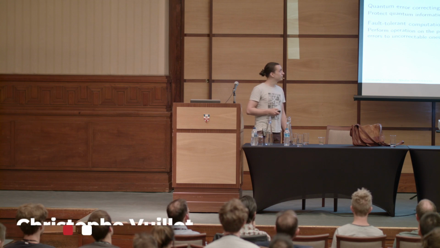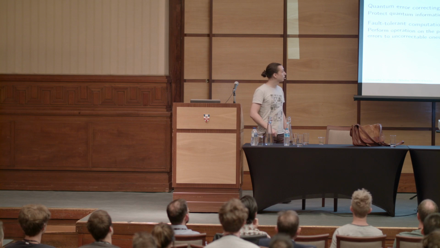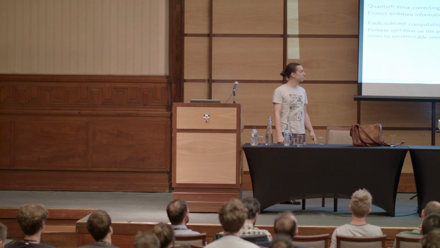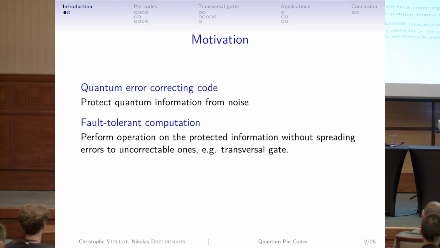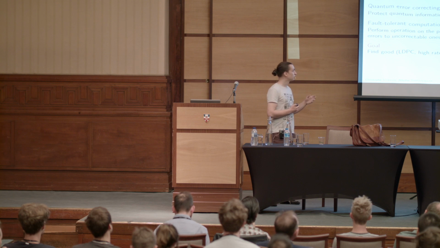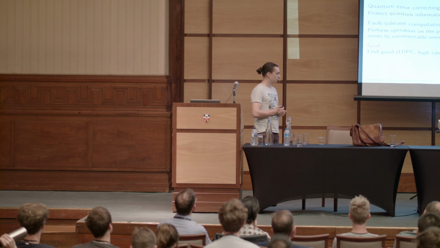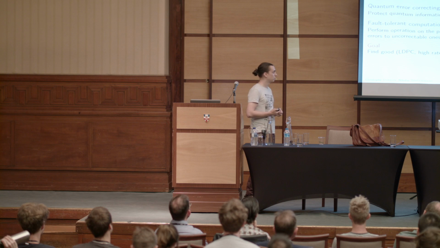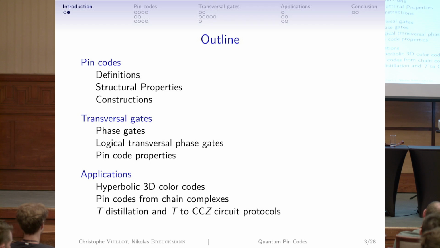So I don't have to spend too much time on motivating error correction and fault-tolerant gates, such as transversal gates. I just want to tell you that the main goal of this work is to look for good codes with transversal logical gates. And by good, the properties that I have in mind are such properties like LDPC or high rate encoding. And so that's what designing this family of code is about.